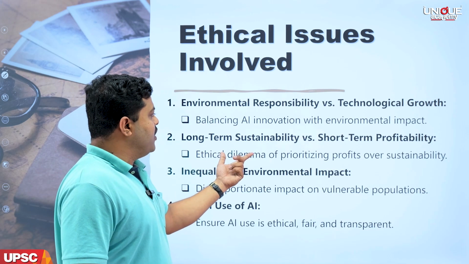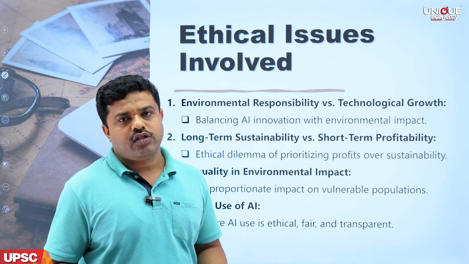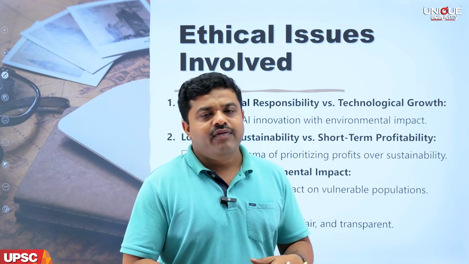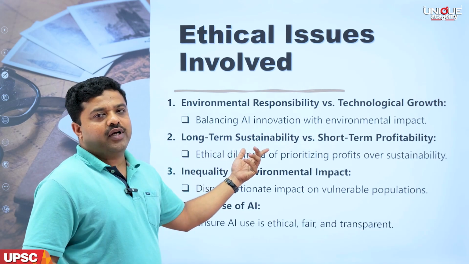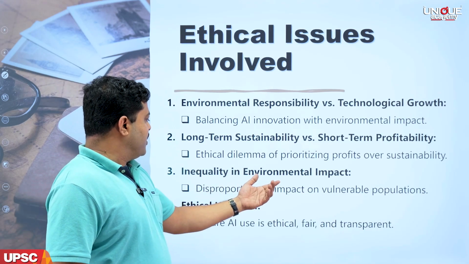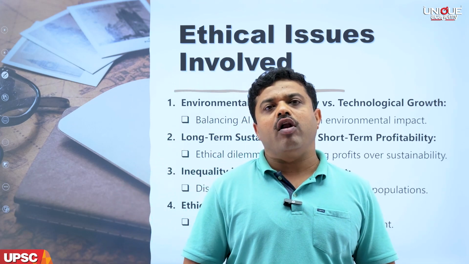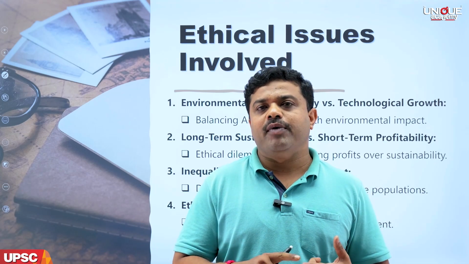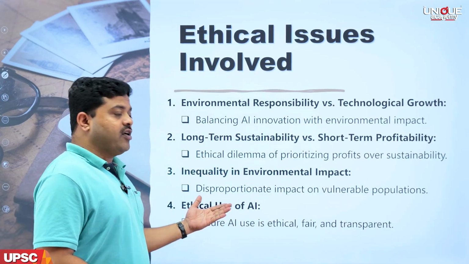Second, long-term sustainability versus short-term profitability. For example, if you do not pursue AI innovation and technological growth, your profit will go down. But if you mindlessly pursue profit without minding the impact of AI on the environment, it will jeopardize long-term sustainability. So this is another ethical issue. The third ethical issue is inequality in environmental impact. Climate change doesn't impact all people equally. The most susceptible to climate change and its impact are vulnerable groups and local people where these things are happening. You have to also take care of this because this is an ethical issue.